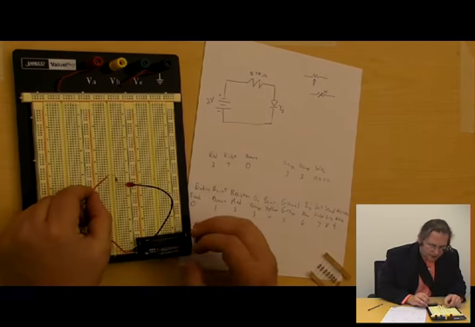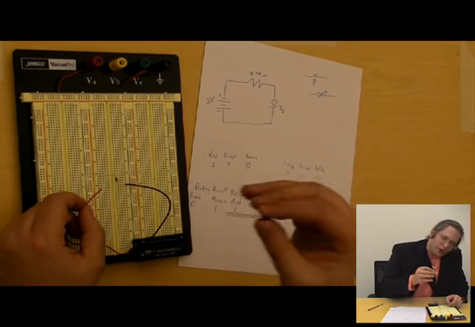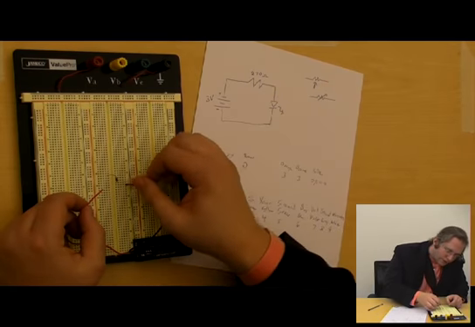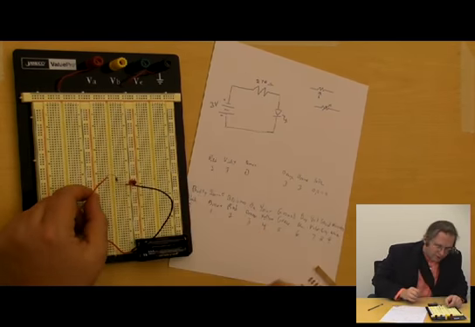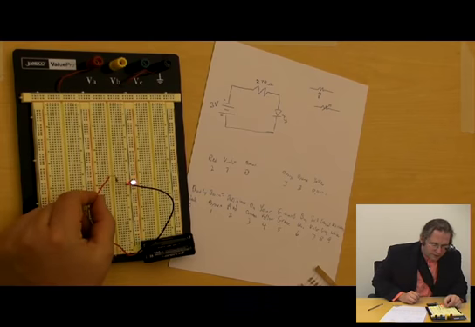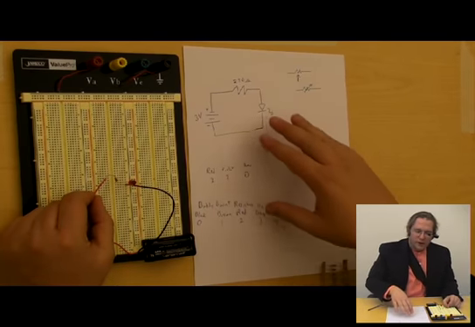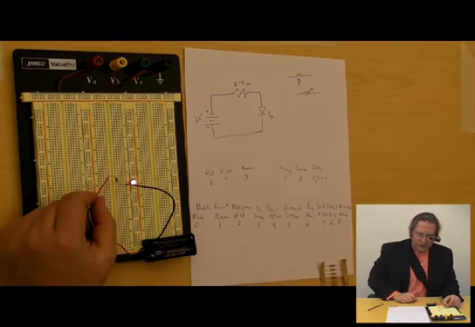Nope, I did not. So obviously the long end is not positive, so it has to be negative. I'm going to flip it around and try this again. There we go, and my LED lights. Okay, so that is the first circuit we're going to do, going from a schematic to an actual breadboard, an actually working circuit.